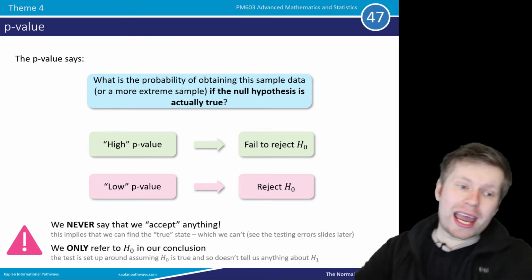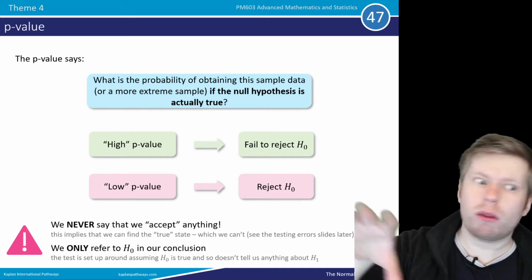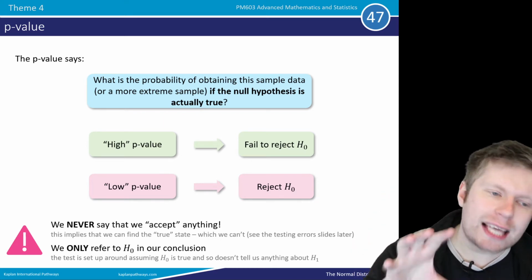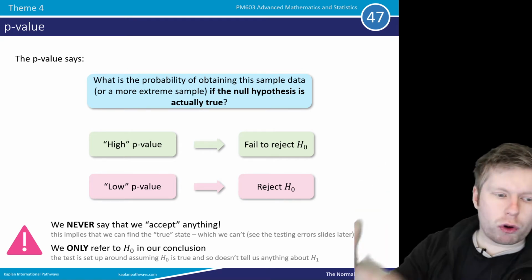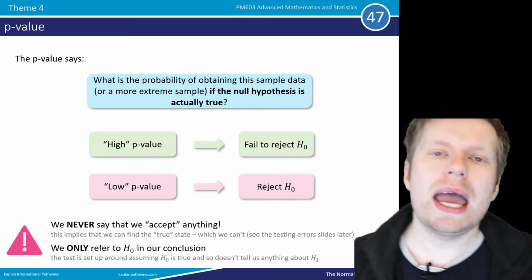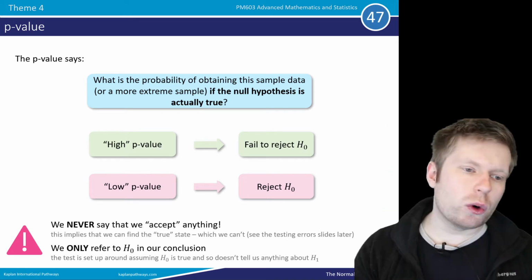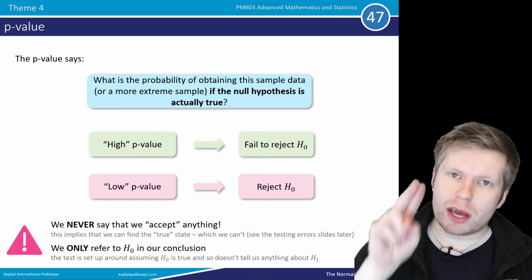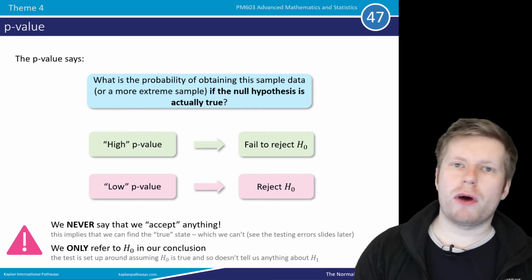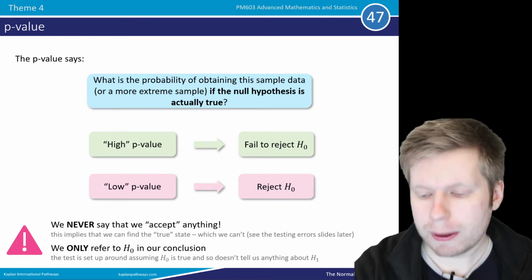If you like, you could go away and test the alternative hypothesis as your null hypothesis. But because the whole test is set up around assuming that the null hypothesis is true and then asking what's the probability of obtaining this sample if the null hypothesis is true, we can't talk about the alternative hypothesis in our conclusion. So just be aware of those two things. We never accept anything, and we only ever refer to the null hypothesis in our conclusions.